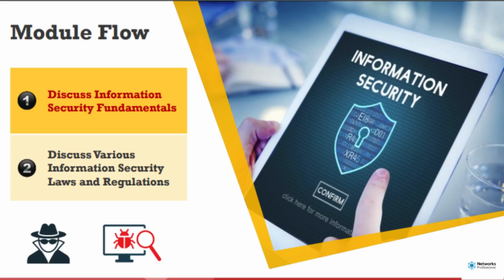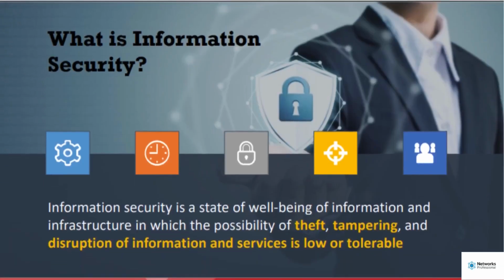What is information security? Information security is the state of the well-being of information and infrastructure in which the possibility of theft, tampering, or disruption of information and services is kept low or tolerable. Information security refers to the protection or safeguarding of information and information systems that use, store, and transmit information from unauthorized access, disclosure, alteration, and destruction.